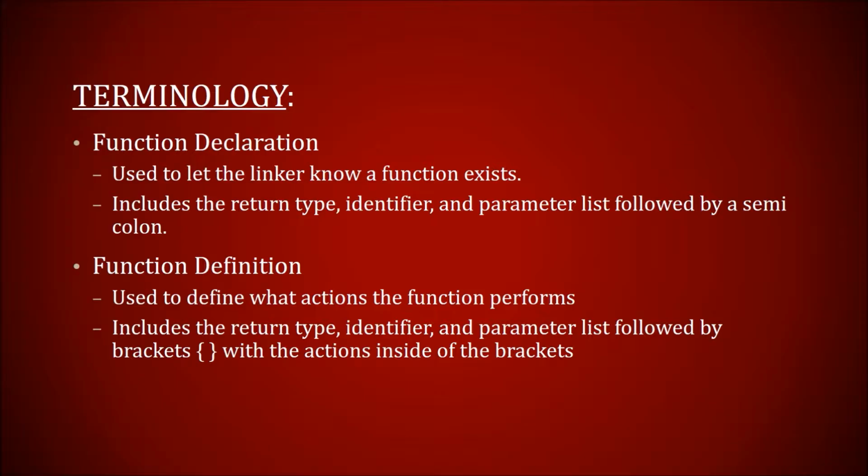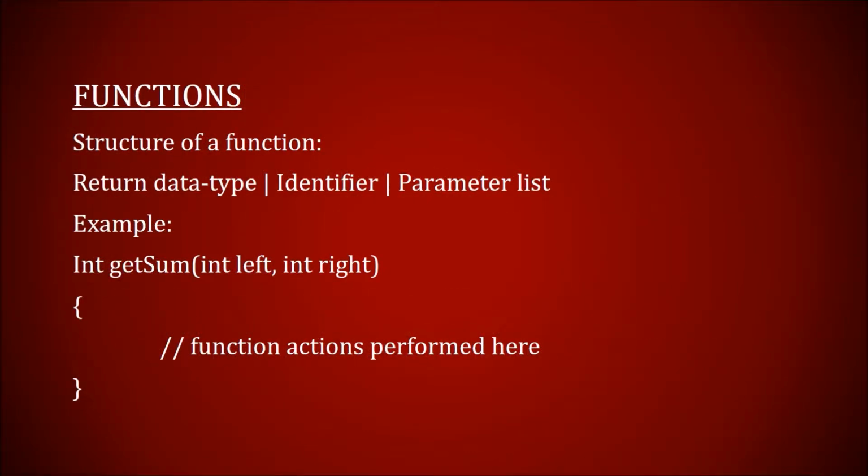And then function definitions, those are what are used to define what actions are going to be performed inside of your function. Just like the declaration, it's going to include the return type, the identifier, and the parameter list, but you're going to follow it up with some brackets, and inside of those brackets is where you put the actions of what happens in that function. So this is the basic structure. You're going to have a return data type, an identifier, and a parameter list. And this is what it looks like once it's put together.